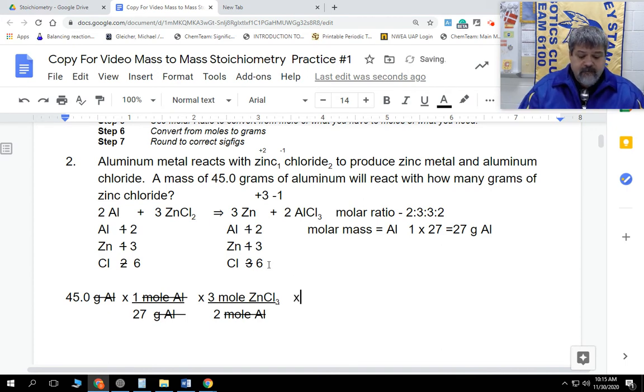So we're going to put our times in our line. Okay, and now I have moles of zinc chloride, and when we convert from moles to grams, we're using our molar mass. So we're going to put down here, and I have to get rid of this because I always forget to move that over. We're going to have 1 mole of zinc chloride, ZnCl3. That equals the molar mass. So up here we're going to put in grams of ZnCl3.